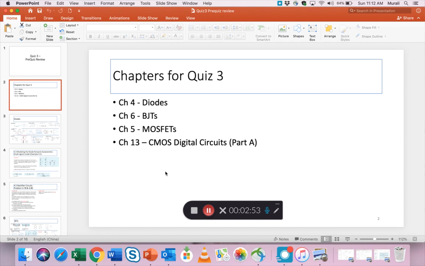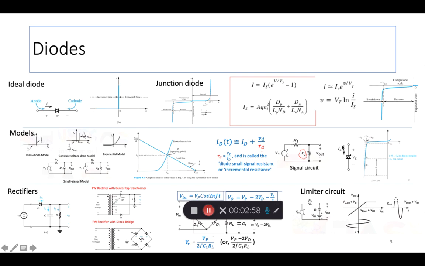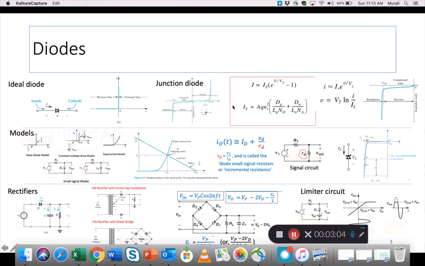Alright, let's move on to slide 3, and I know everything here is pretty small in size, but I went to full screen mode, so hopefully this helps a little. Let's see. So what is it that we studied in this chapter called diodes? We started off with some definition of the ideal diode, and then we introduced the junction diode, or the PN junction diode.